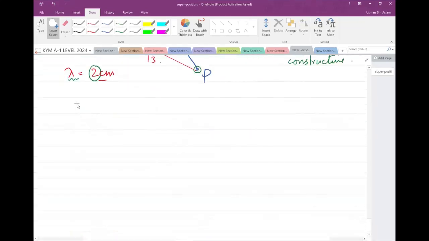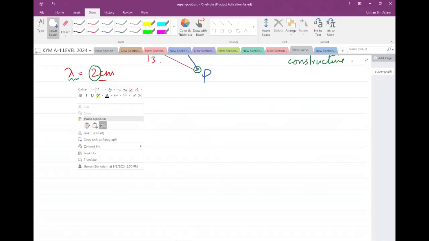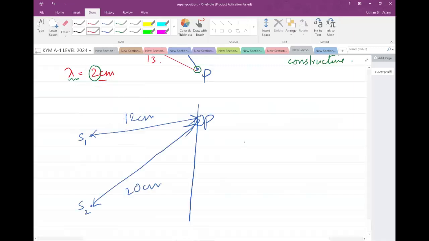And paste it over here. Now, you remember the path difference was equal to 8 centimeter. How about I change it a little so that we can see destructive interference as well.